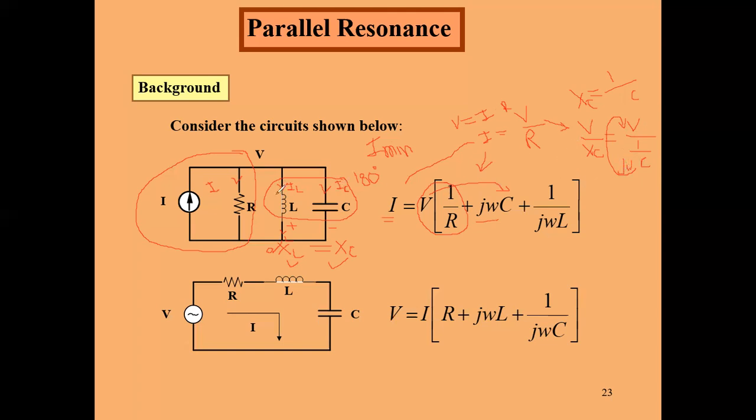The voltage across the inductor is V divided by XL. The value of XL is j omega L, and V is common. If the current is flowing and you want to find the voltage, the voltage is equal to I into R, I into the inductive reactance, and I into the capacitive reactance.